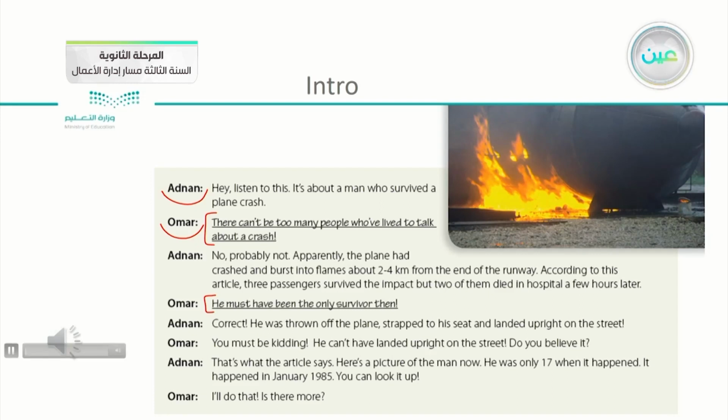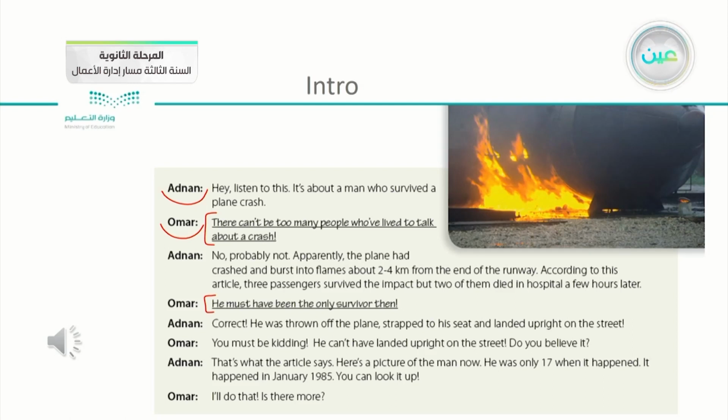Page 4. 3. Conversation. Listen and practice reading part 1 of the conversation in pairs. Then underline examples of deductions about the past and the present.